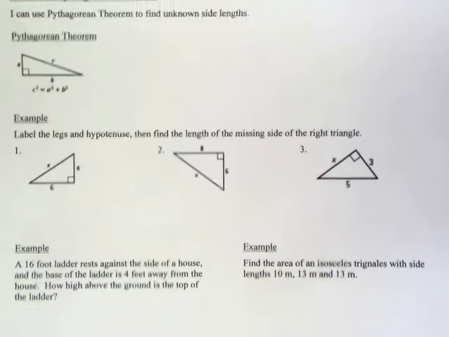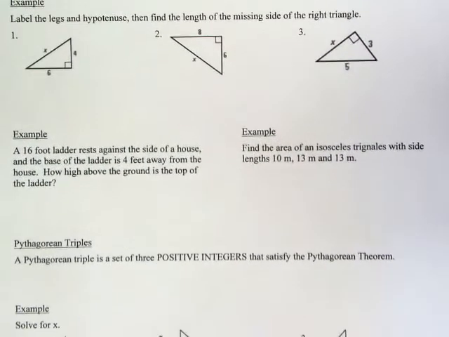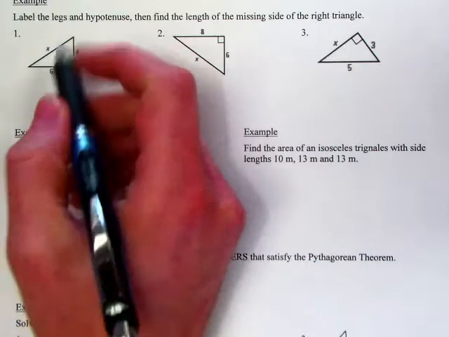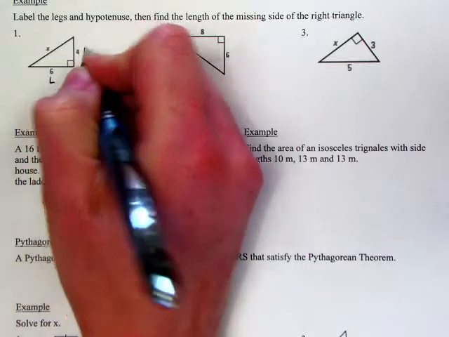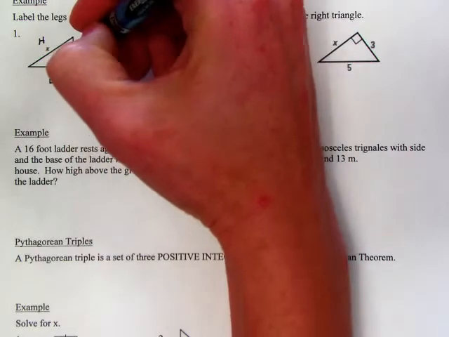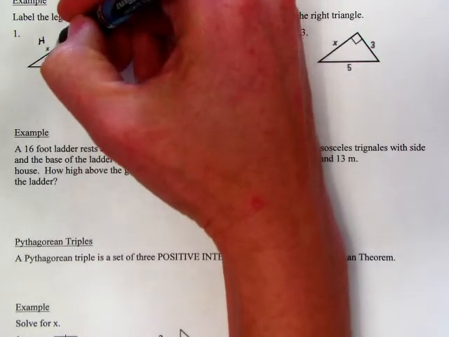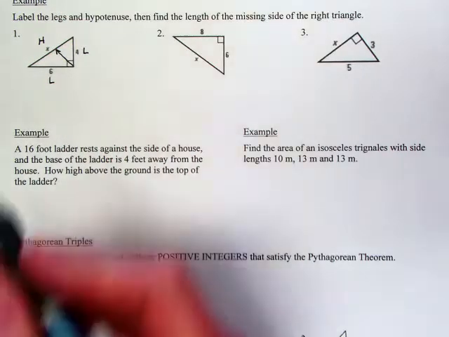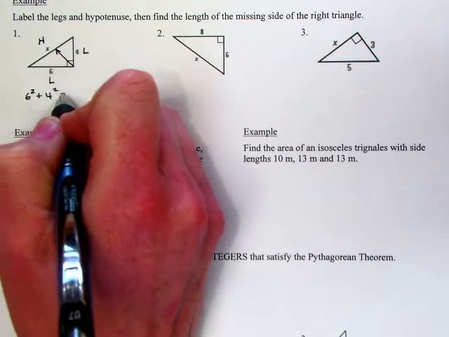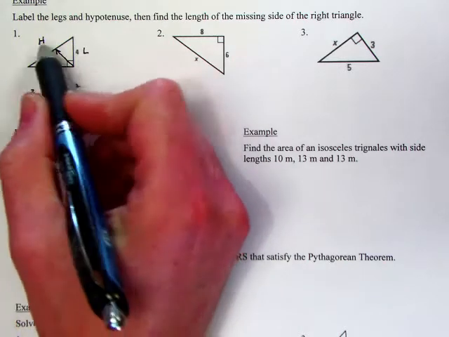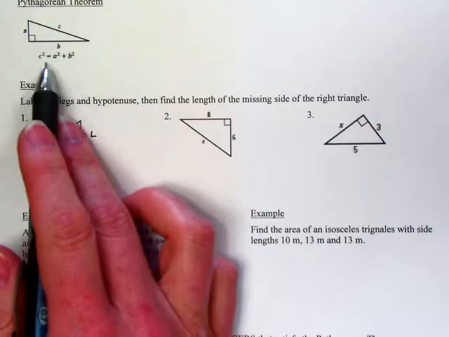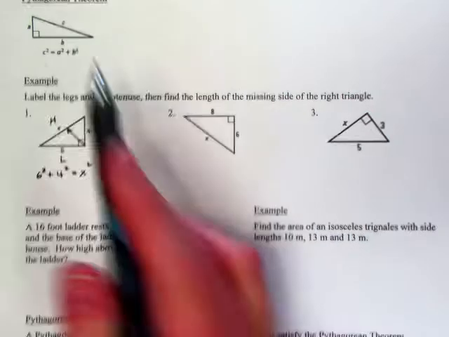So first example just says, can you label the legs and the hypotenuse and then find the missing side length of each triangle? So the 6 is the leg, the 4 is the leg, and the x is the hypotenuse. I know that because if I were to draw a line through the 90-degree angle, it always points to the hypotenuse. So using the two legs, go 6 squared plus 4 squared equals my x squared. The hypotenuse is always the one by itself, no matter how I write the formula.